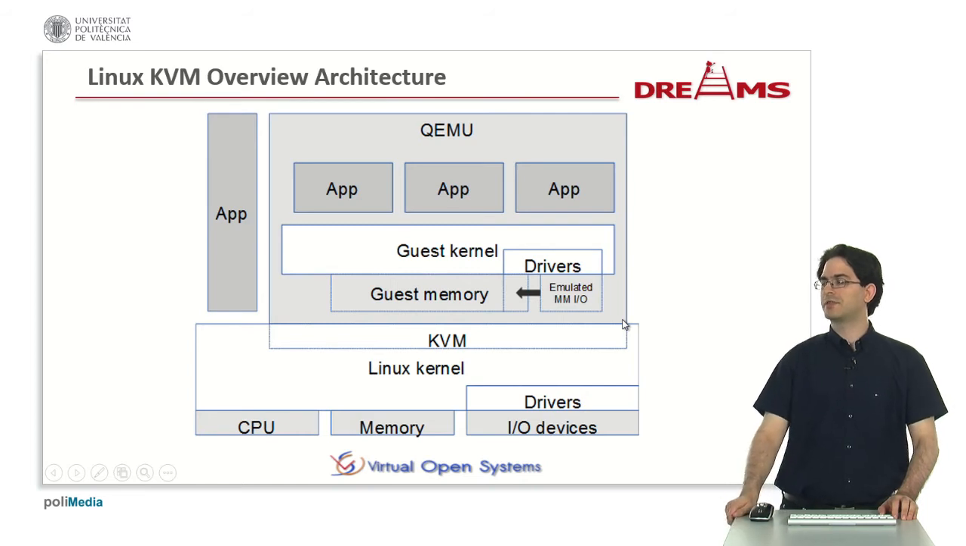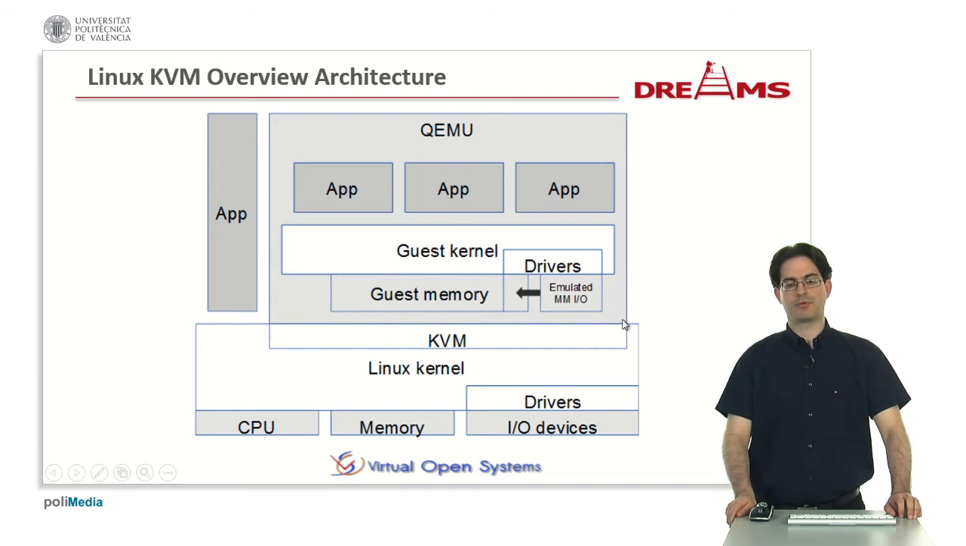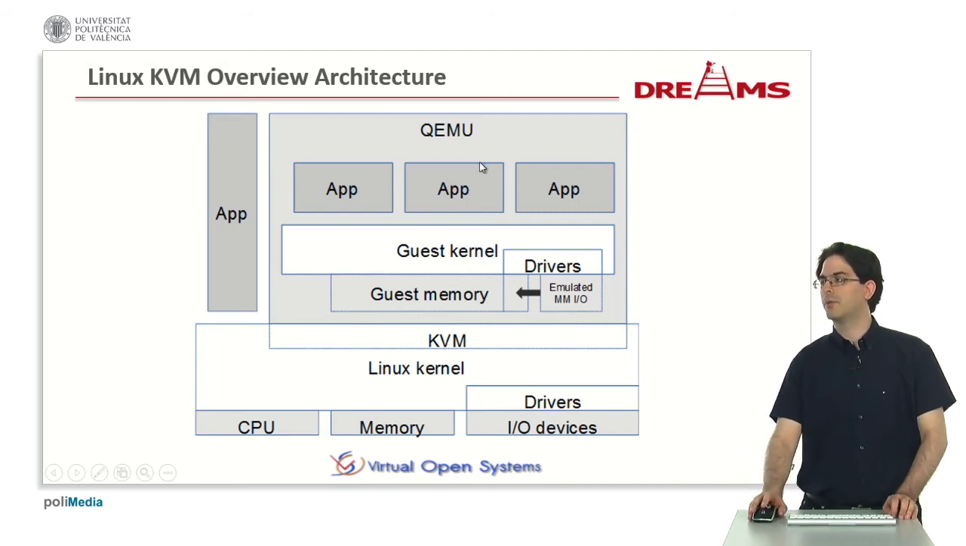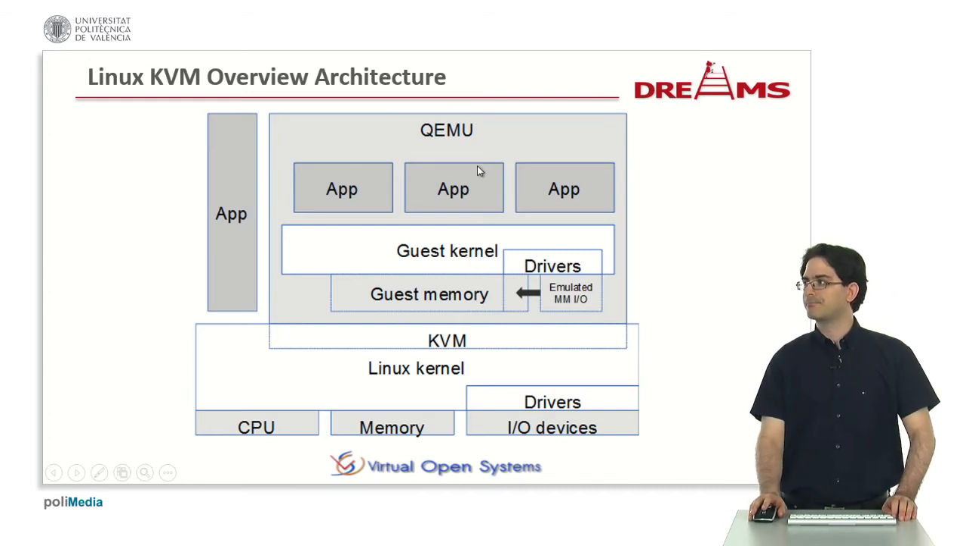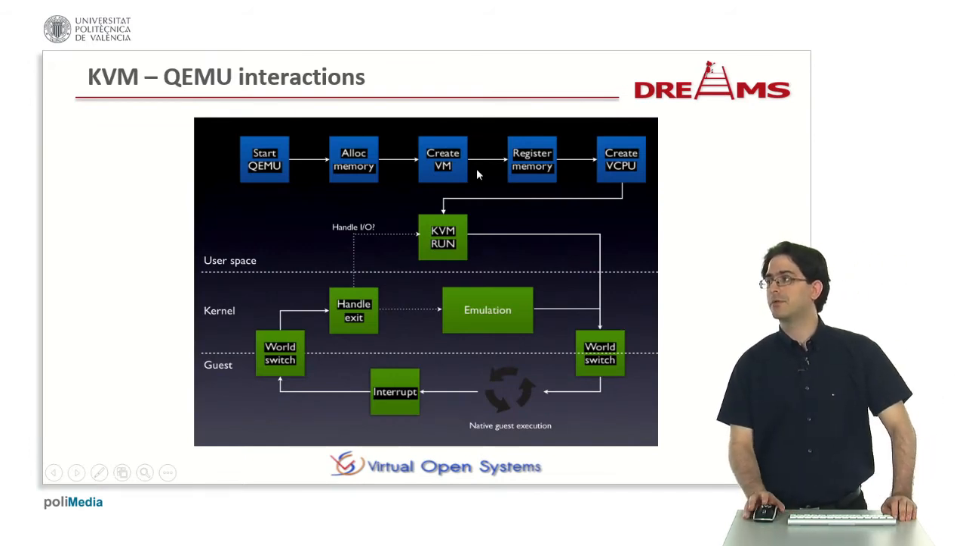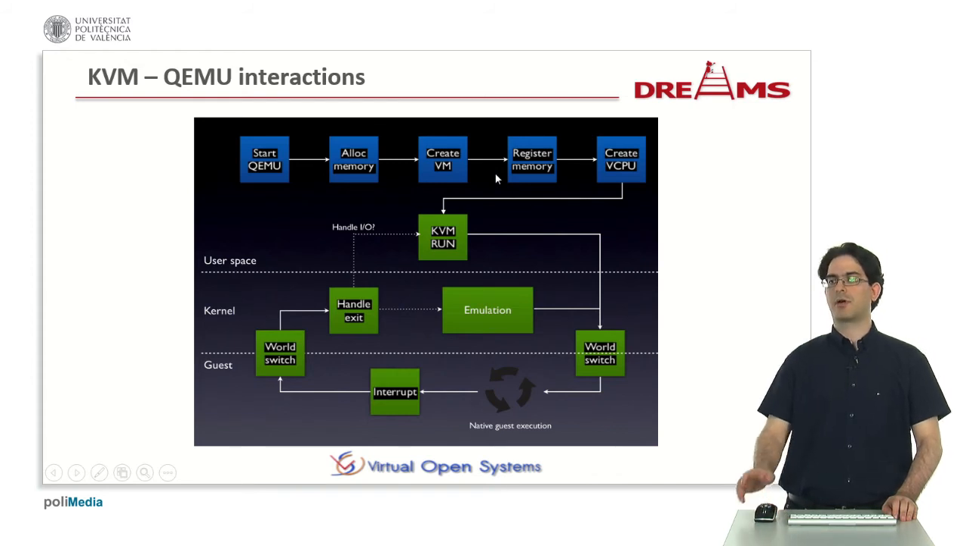It offers capabilities to user space applications to create virtual machines, accelerated virtual machines though, not entirely emulated. The CPU and memory components are fully virtualized. The machine model is actually emulated by QEMU, as we will show in the next slide. So in this picture, we see the KVM-QEMU interactions, how they interact with each other.